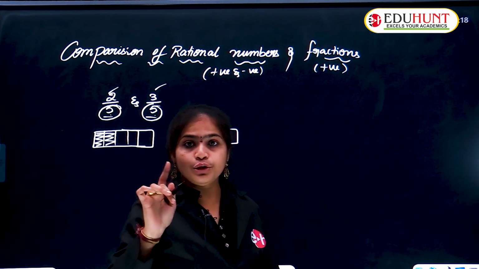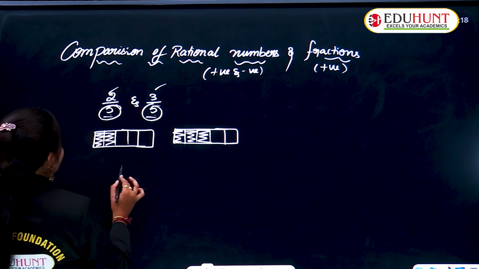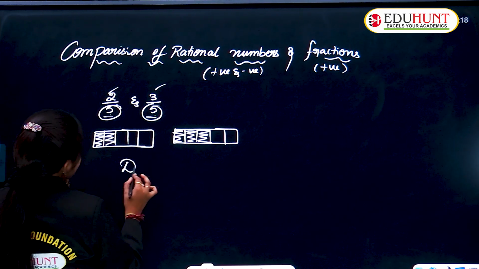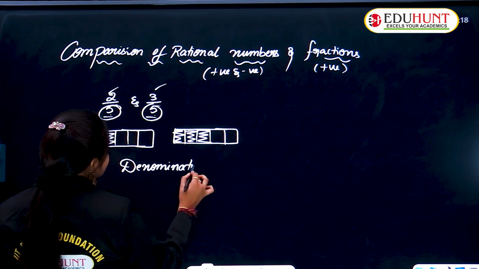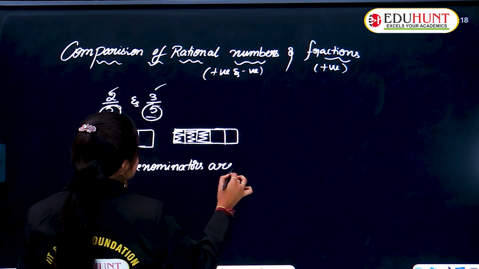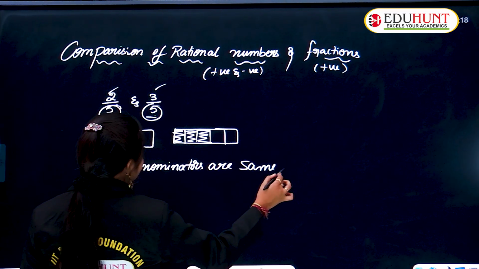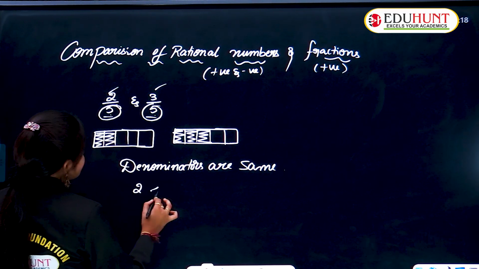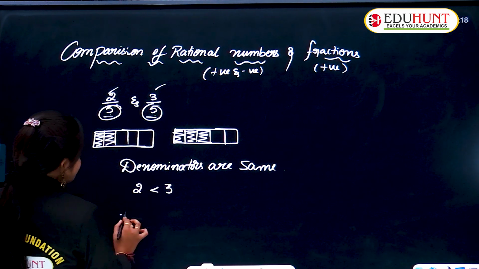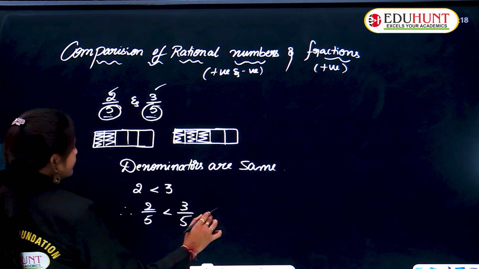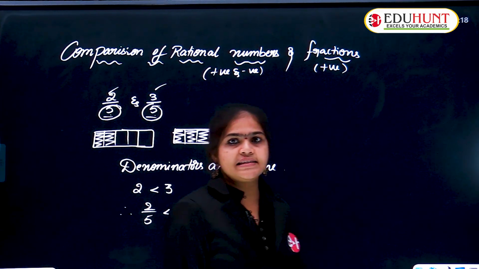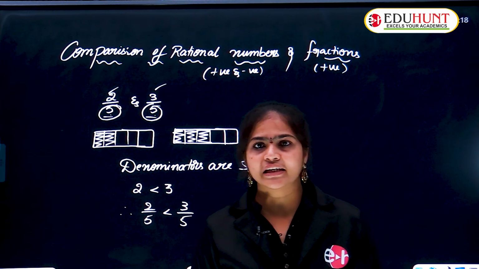That's why, if the denominators are same, then we can easily compare those two fractions by using their numerators. Here denominators are same. So 2 is less than 3, since 2 by 5 is less than 3 by 5. Am I clear to you?